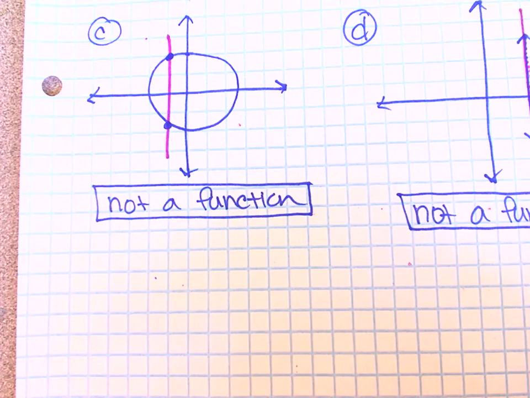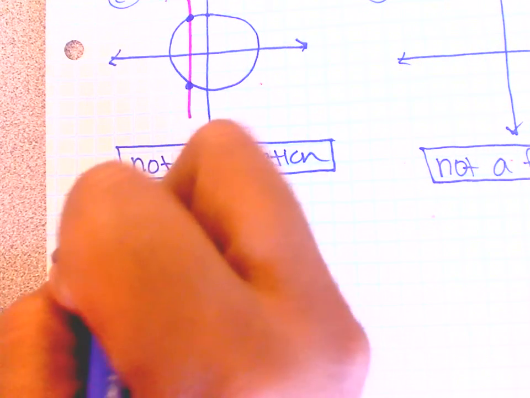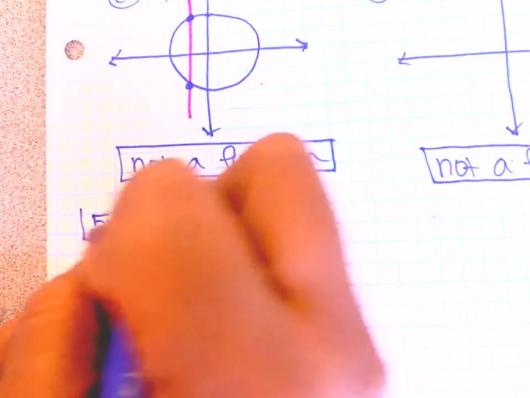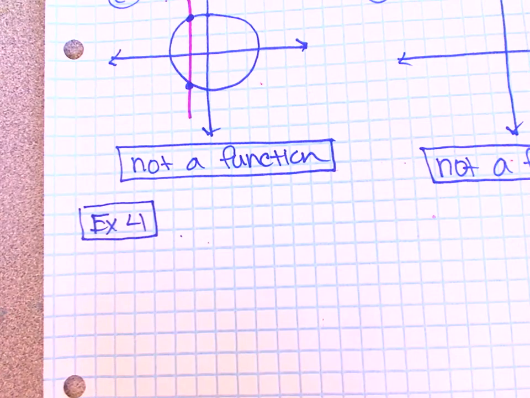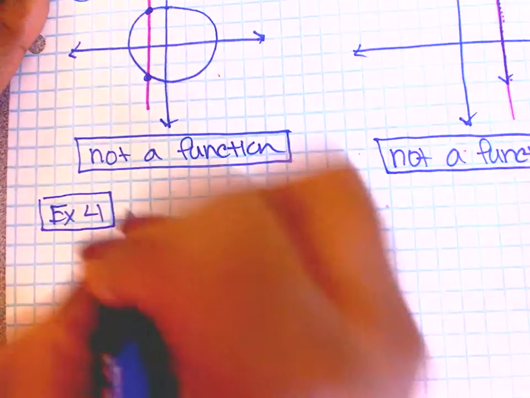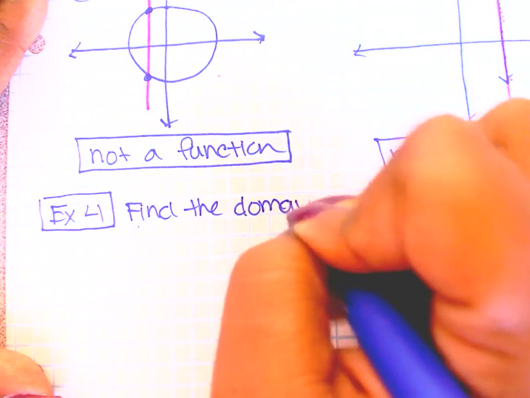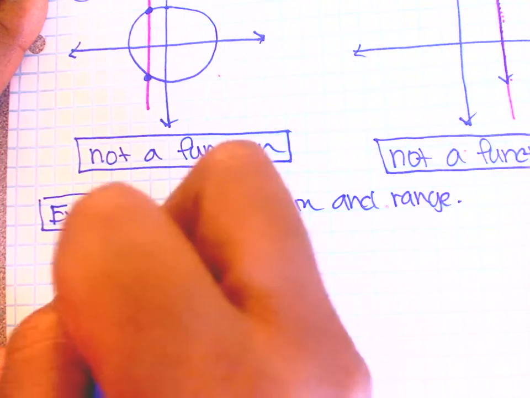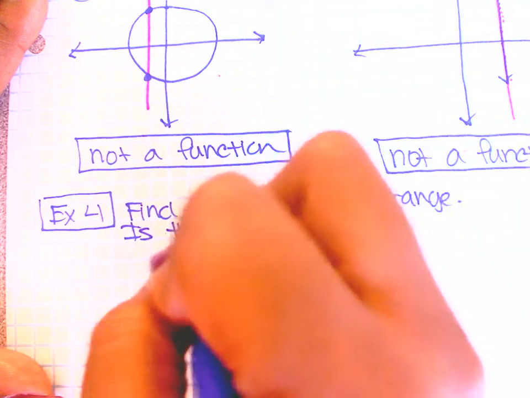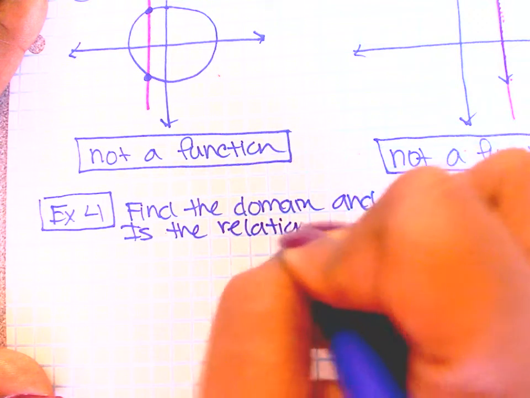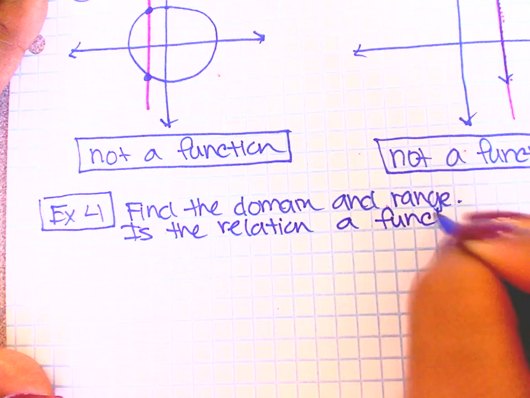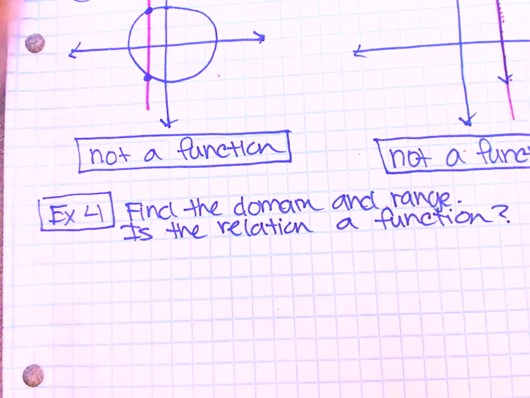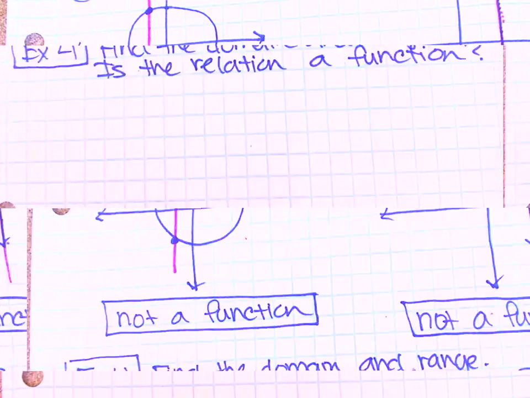All right, last type of examples. 4 more. Okay? So here's example 4. These directions are slightly different. It says to find the domain and range. And then it asks you, is the relation a function? I say, Ms. Grant, those directions sound different. Yes. But the types of problems they give you are going to have to do with graphing.